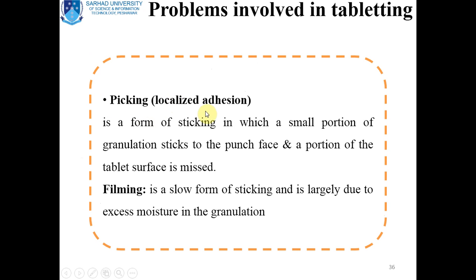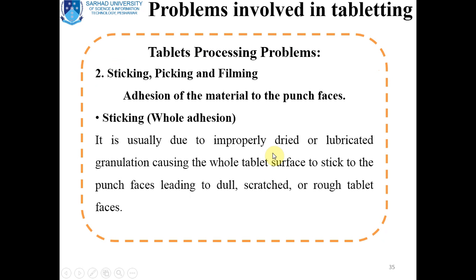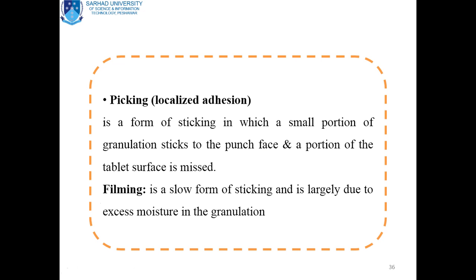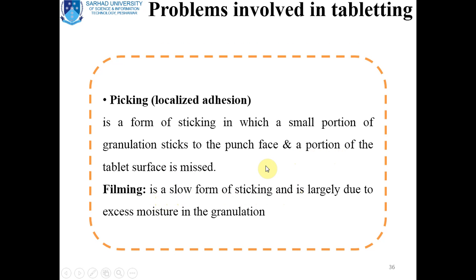And picking is a localized adhesion, a form of sticking in which a small portion of the granulation sticks to the punch faces. In sticking the whole tablet sticks to the punch faces, while in picking a small portion of the granulation sticks to the punch face and a portion of the tablet surface is missed. Filming is a slow form of sticking and is largely due to excessive moisture in the granulation.